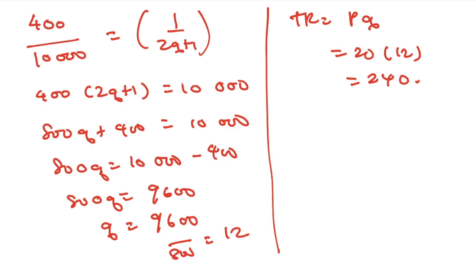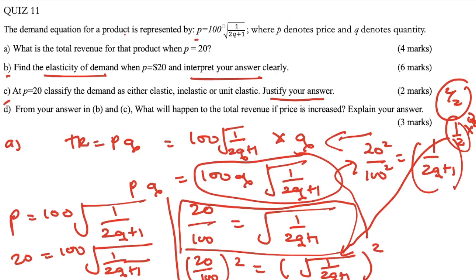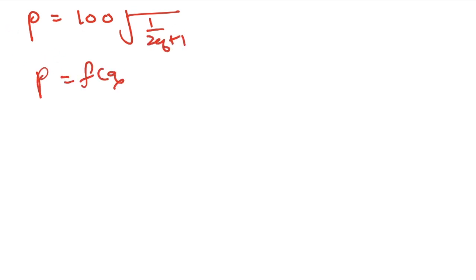Alright, now part B. Find the elasticity of demand when price is equivalent to 20 and interpret your answer clearly. I rewrite the equation here again. The equation of demand is given by P equals 100 square root of 1 over 2Q plus 1. Here you can see clearly price as a function of Q. And we know that the formula for elasticity eta is actually delta Q over delta P times P over Q.